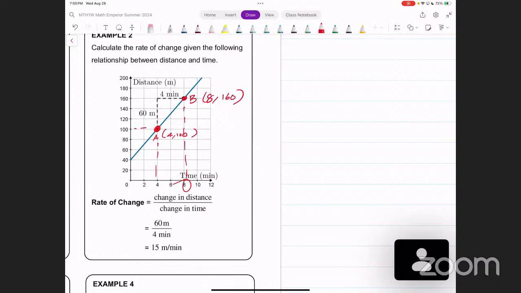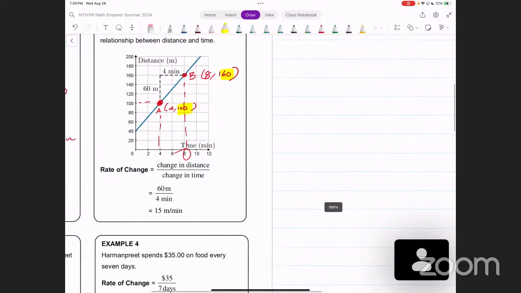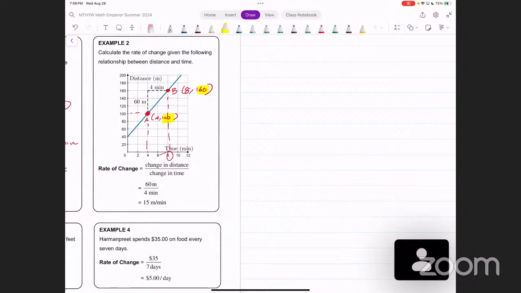Okay, now let's highlight the x value. To find the rate of change, they got 60 by finding the difference between 160 minus 100, isn't it? You can see that? So that is the change in the distance, which is 60, divided by the change in time, which is basically 8 minus 4, which is 4. Let's do that, 8 minus 4. Do you see how they calculate the rate of change here?